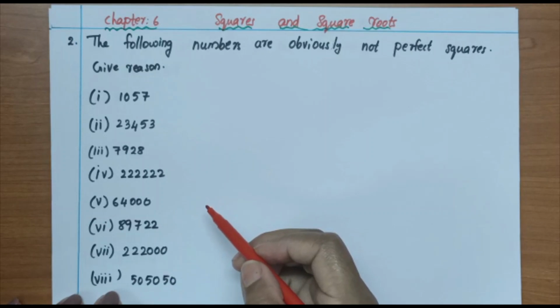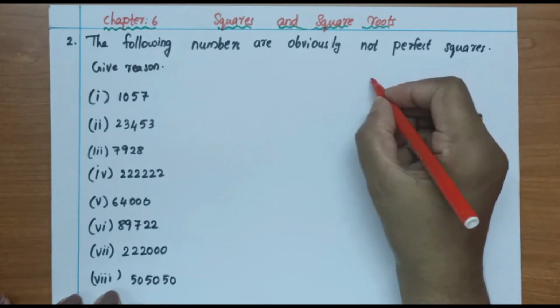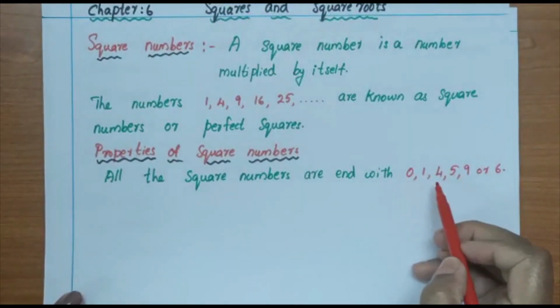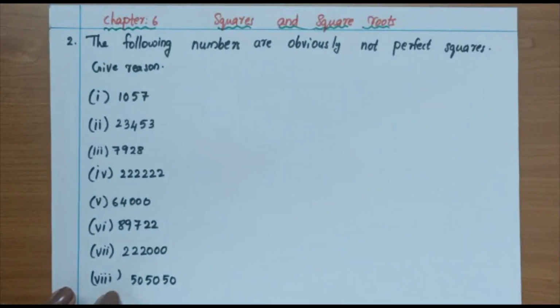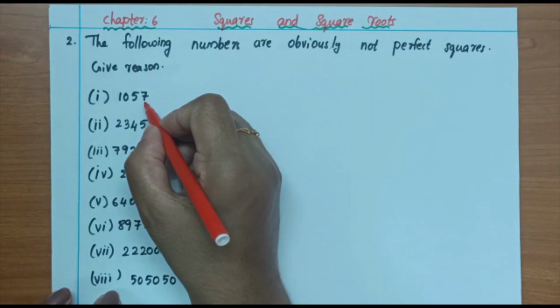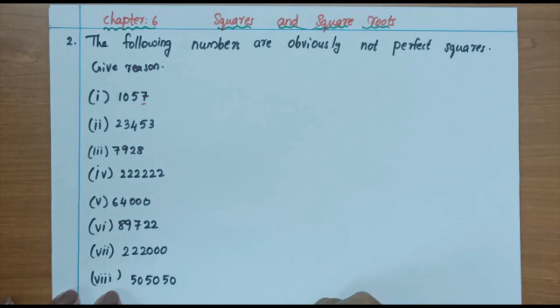So we know that a square number always ends with what? We have learned that square numbers always end with 0, 1, 4, 5, 9 or 6. So here in this question, question number 1, the number is ending with 7. If a number is ending with 7, that is not a square number.